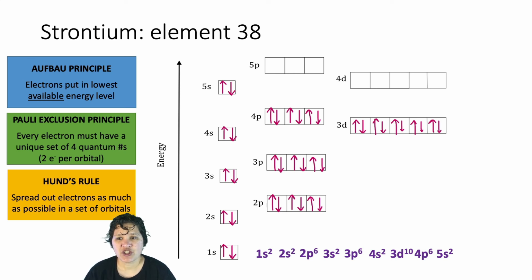So again, let's do our check by looking at the superscripted numbers. We have 2 plus 2 plus 6 plus 2 plus 6 plus 2 plus 10 plus 6 plus 2, and all that adds up to 38. So we're good.